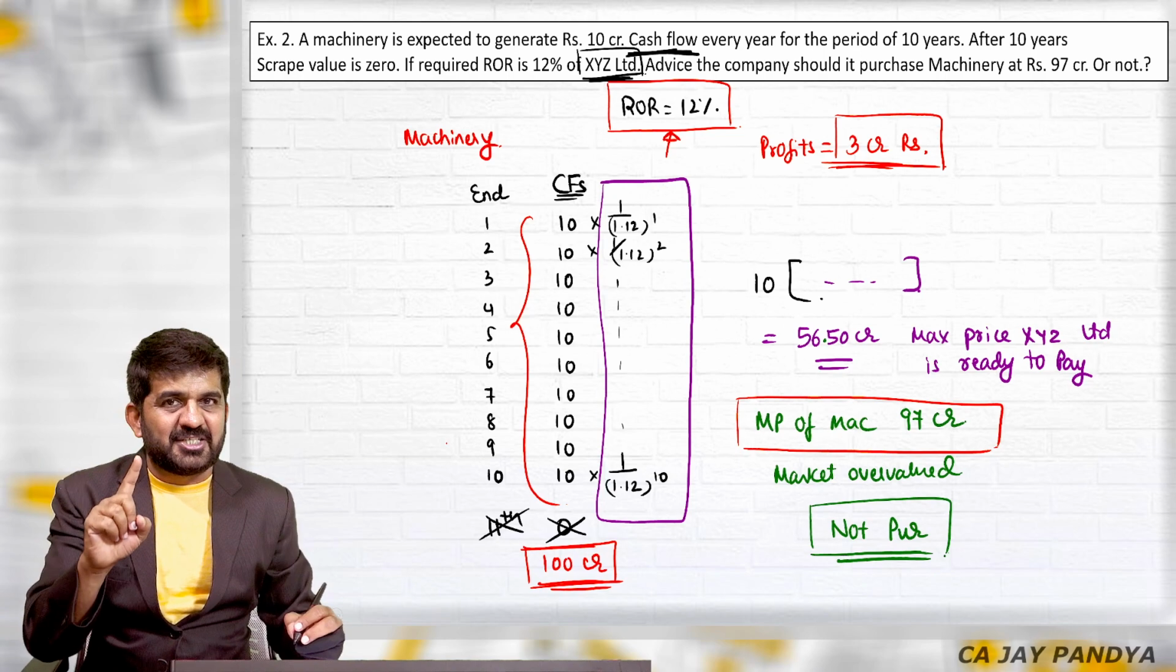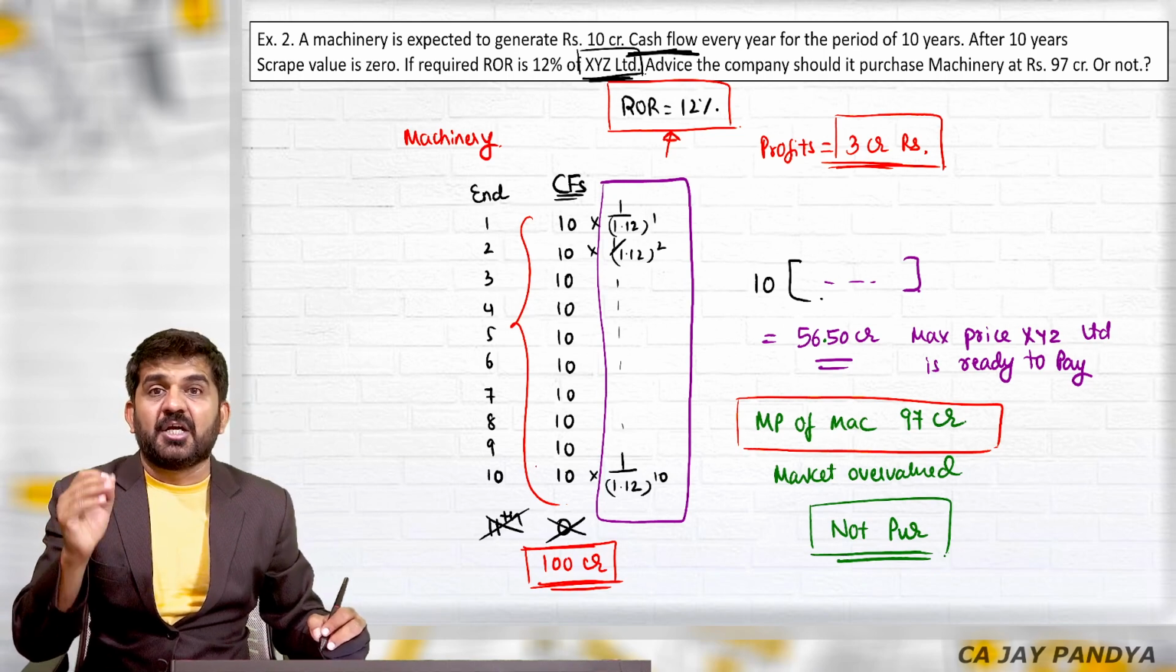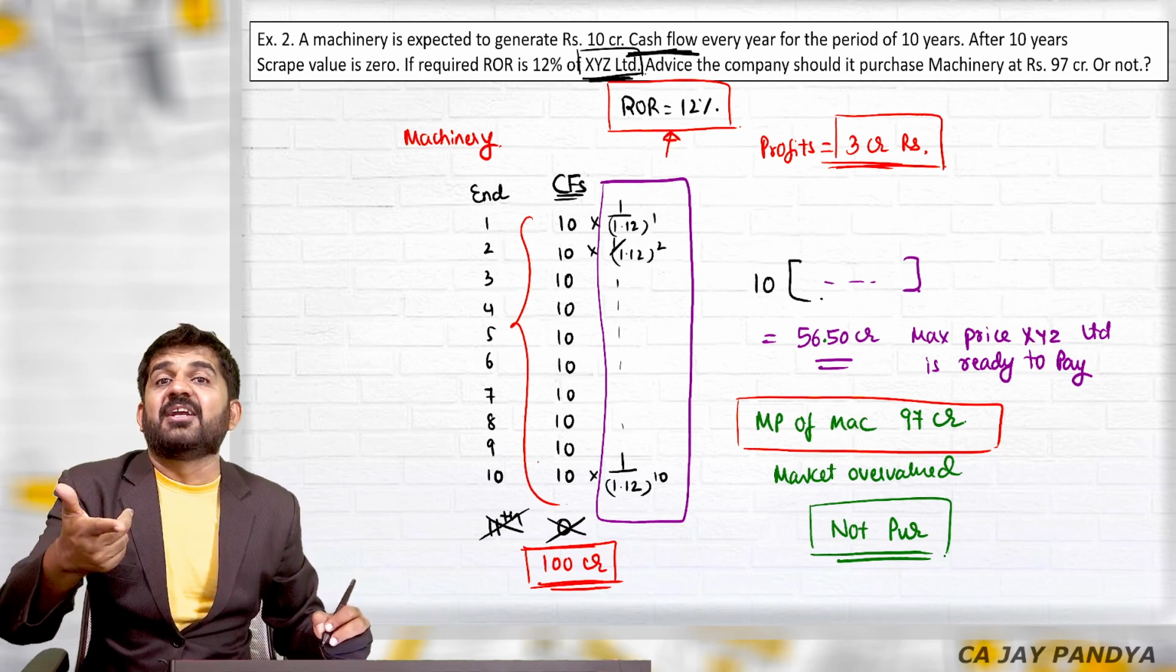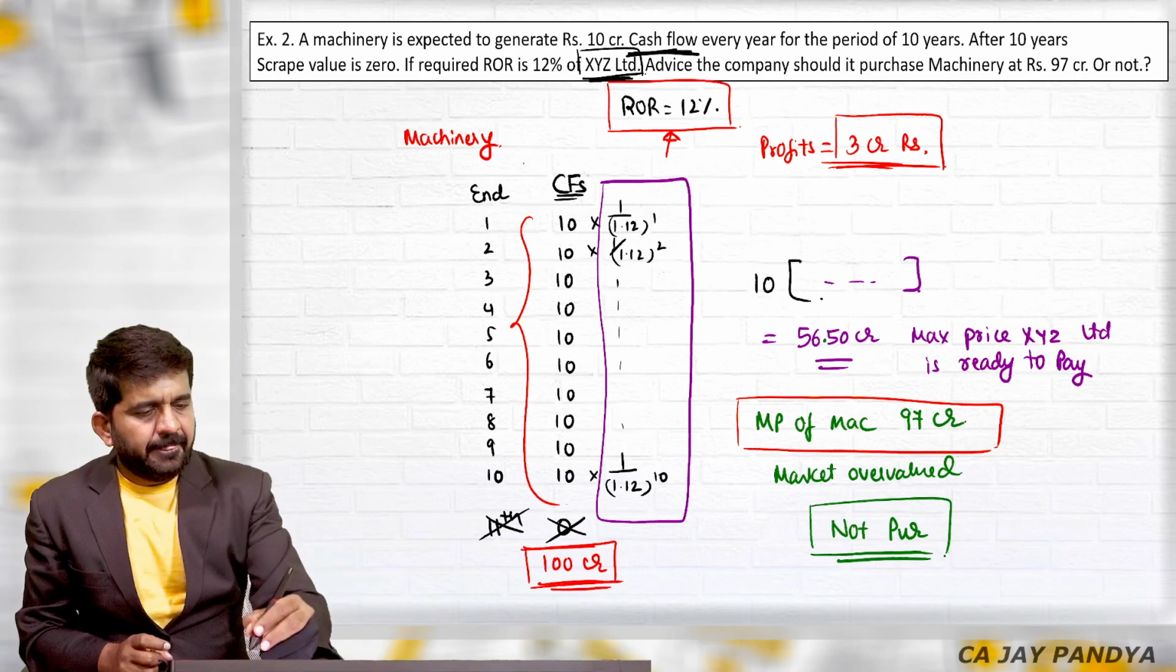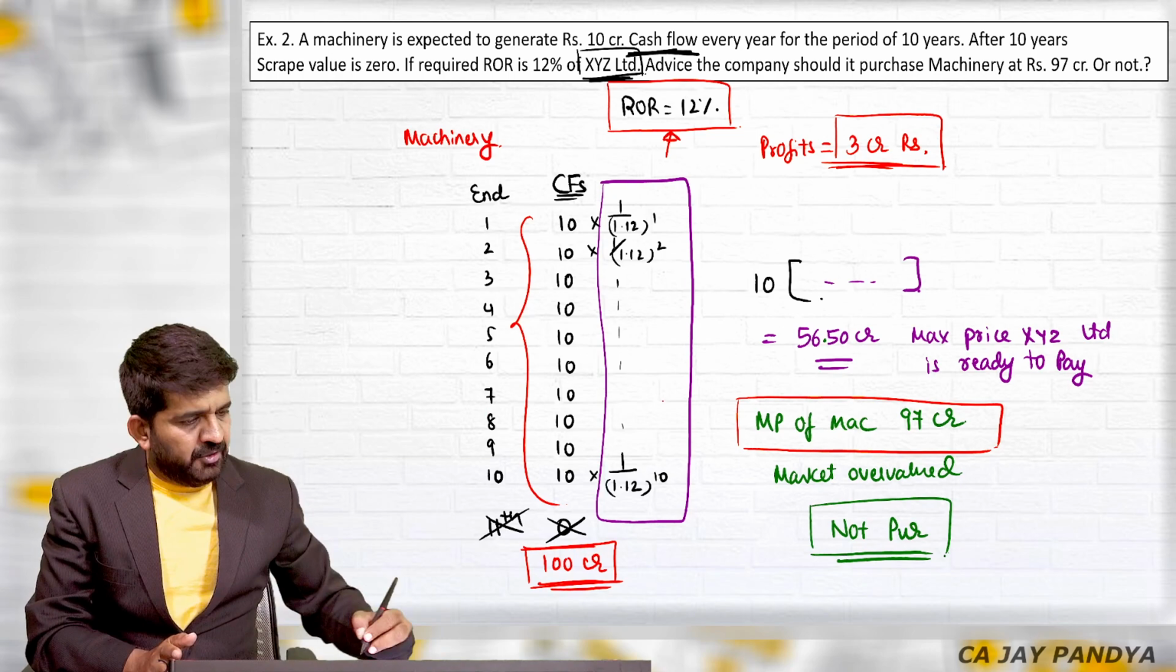This project is giving me accounting rate of return of 3% over 10 years. So in 10 years, we are getting 3% accounting rate of return. This was the second one. Again, a good question.